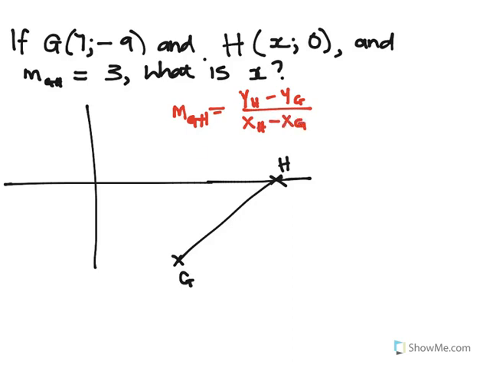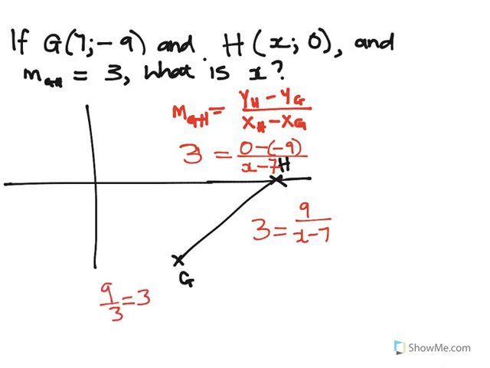So since my gradient is 3 and the y-coordinate of H is 0, the y-coordinate of G is -9, so 0 minus -9, and my x-coordinate for H is unknown, my x-coordinate for G is 7, so I've got 3 is equal to 0 plus 9, so 9 divided by x minus 7. You could solve this by inspection. 9 divided by 3 is equal to 3, so x minus 7 has to be equal to 3, so x would have to be 10.